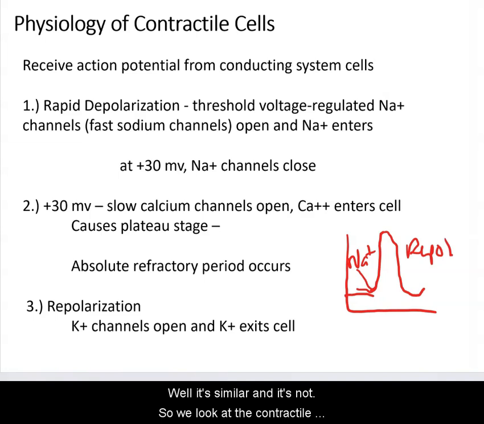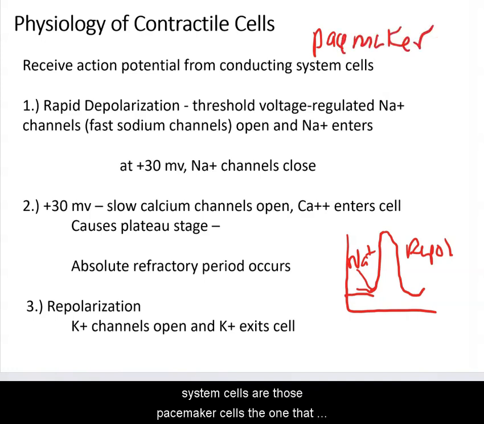So we look at the contractile cells. They get their action potential from the conducting system cells. Remember, the conducting system cells are those pacemaker cells, the one that I said make up less than 1% of the heart, and they're in very specific areas. So those cells are critical because they depolarize, and they send that depolarization to the cardiac muscle.